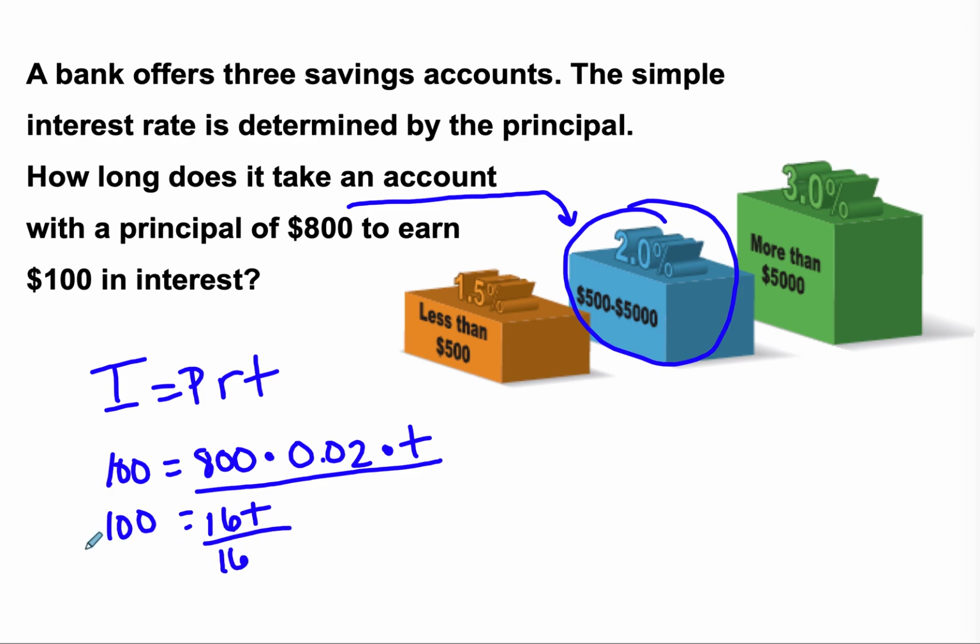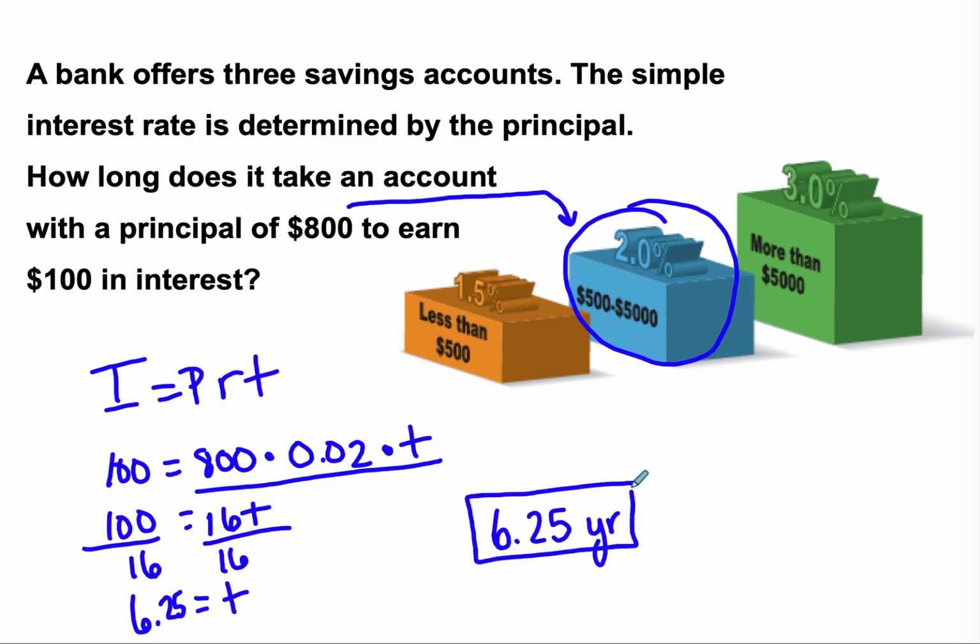We're going to divide both sides of our equation. So we're going to do 100 divided by 16. We get 6.25. All right, so that's going to be 6 and 25/100 years. Remember, our label for time always going to be years.